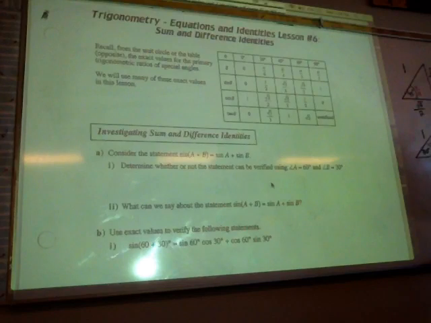And the third special triangle was 60 degrees. Radius is 1, our x value will be 1 over 2, our y value will be root 3 over 2. And in radians, we have pi over 3.